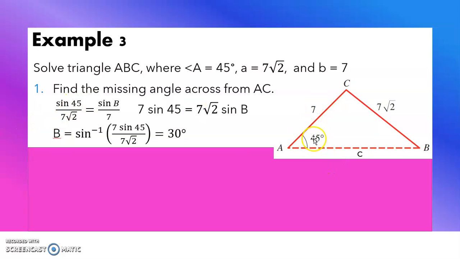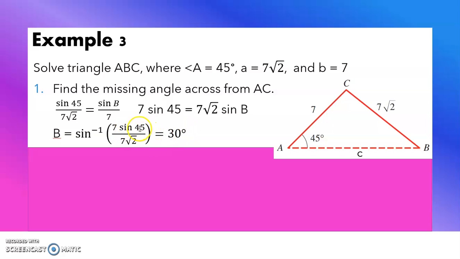So it was the sine of 45 over 7 square root 2 equals the sine of angle B over 7. Now I did a cross product. 7 sine 45 equals 7 square root 2 sine B. And then what I did is I divided by the 7 square root of 2, and to get the B away from the sine, I had to do an inverse sine there. And that's how you find an angle measurement using trig functions, is you use an inverse trig function. So I did the inverse sine of 7 sine 45 over 7 square root 2. That comes out to be 30 degrees.